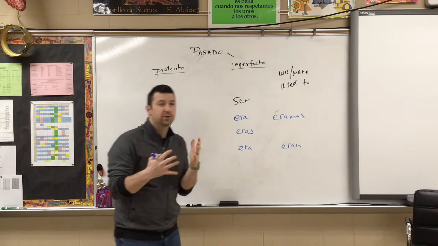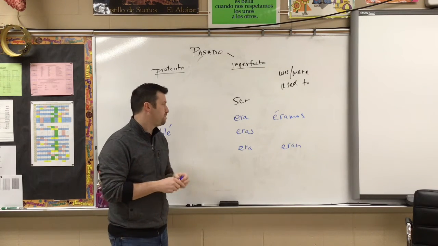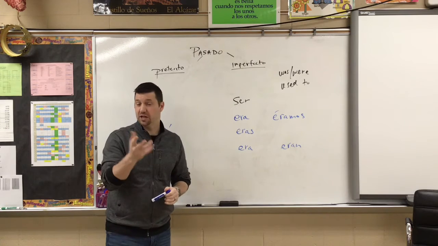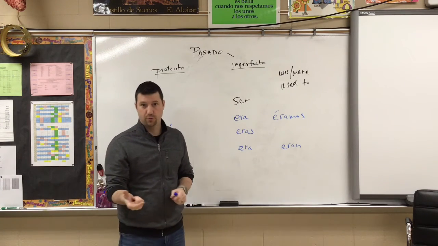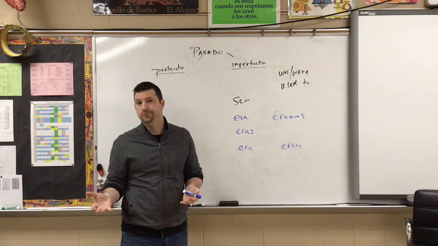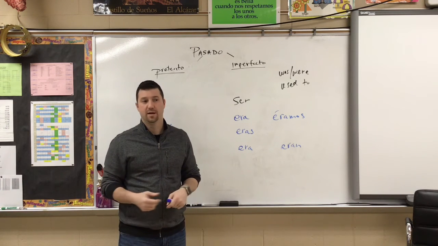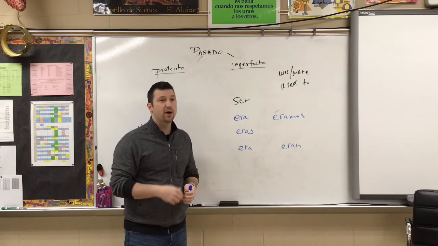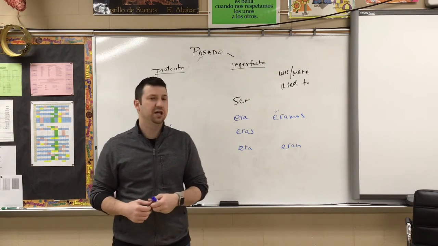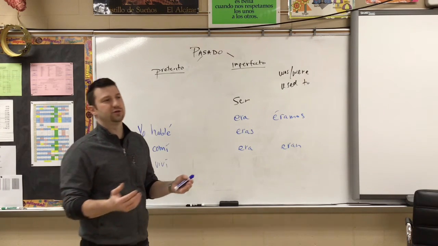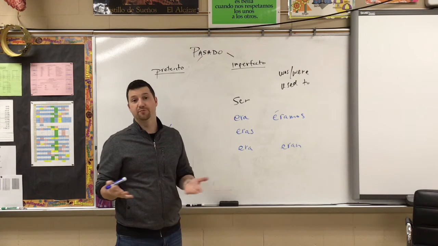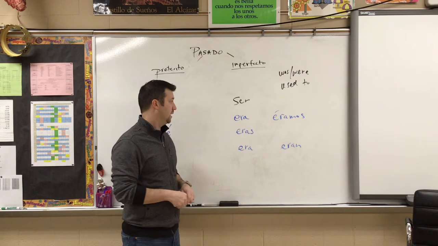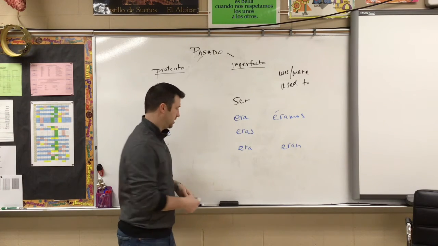Now, keep this simple. This is used a whole bunch. For example, I'll give you an example. Cuando yo era niño. When I was young. Okay? Cuando yo era niño, yo tenía un cachorro que se llamaba Fred. When I was young, I used to have a puppy named Fred. Okay? Era. So this is the conjugation.